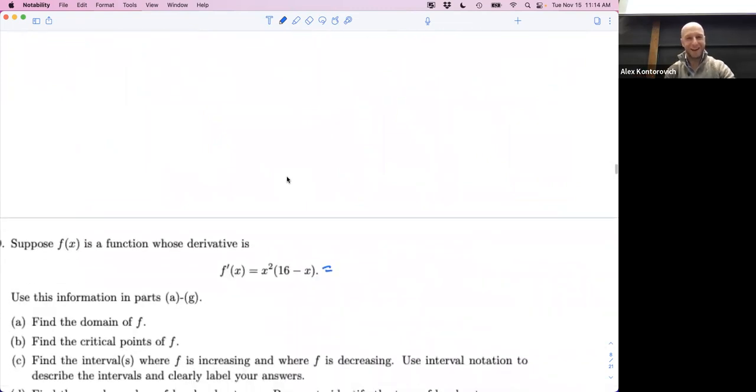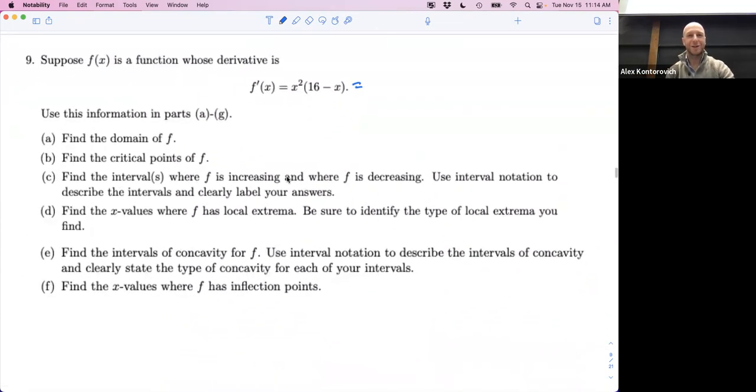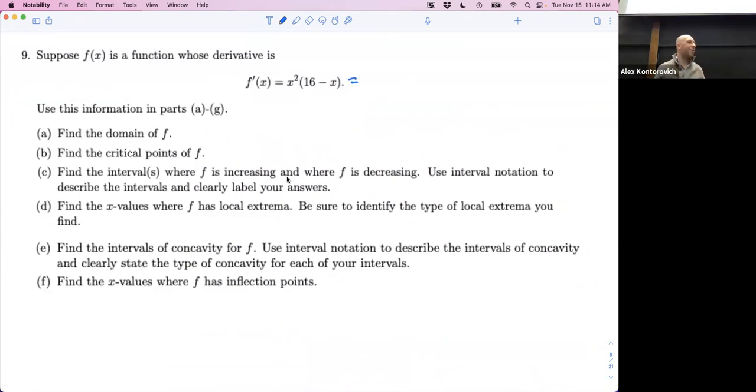But they're edge cases. They're not the main subject of calculus. It's more about language. All right. Number 9. I'm going to multiply this out: 16x squared minus x cubed. I know how to anti-differentiate that.